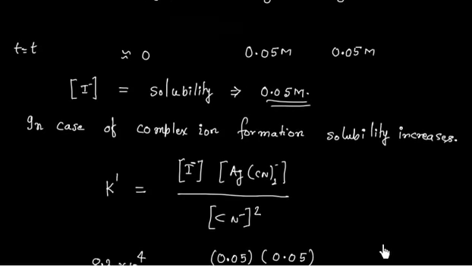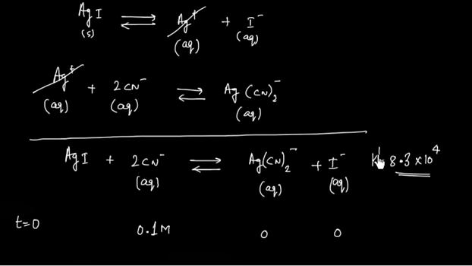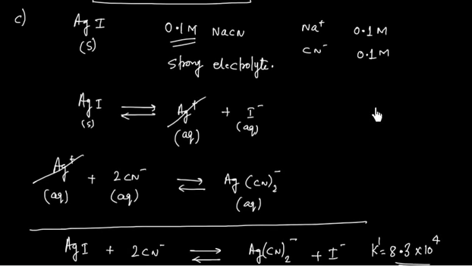So you see, this problem is related to how we increase solubility. One way to increase the solubility is to remove the anionic part, and another way is to remove the cationic part. The cationic part can be removed by formation of a complex ion. So if a complex ion is formed, solubility will increase.